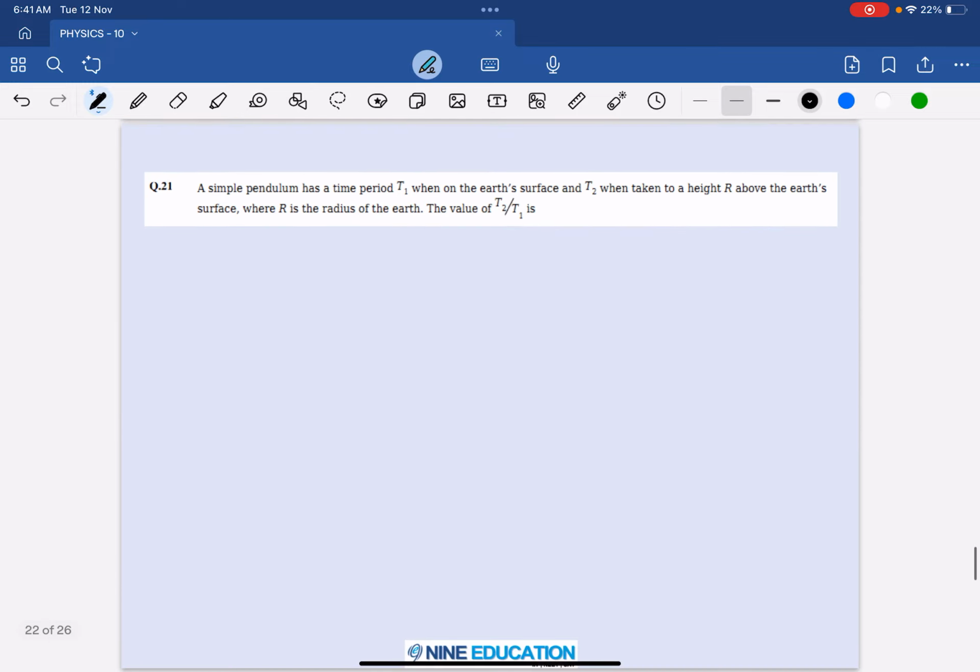What is the next question? A simple pendulum has time period t1 when on Earth's surface and t2 when taken to a height r above the surface of the Earth, where r is the radius of the Earth.